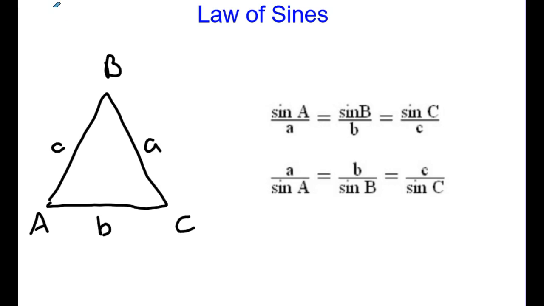If we have any basic triangle ABC with side lengths little a, little b, and little c, we have this proportion that we can create. The sine of angle A over side a is going to be equal to the sine of angle B over side b, which would be equal to the sine of C over side c. We could also take the reciprocal of this top one to get the second equation. This one's going to be useful if we're looking for a side length. This one's going to be useful if we're looking for an angle. This is the law of sines.